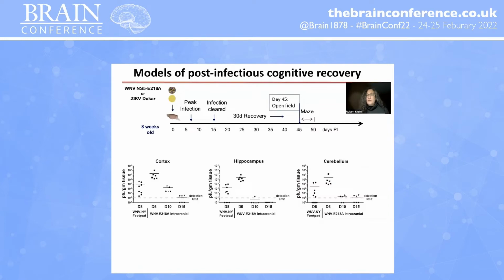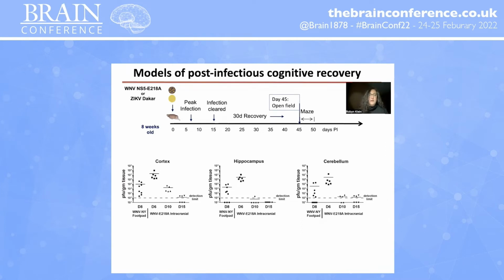So spatial learning is very well established in mice. And so we developed mouse models to look at post-infectious cognitive recovery from West Nile or Zika virus, where we inoculate the viruses intracranially. There's peak infection, and then the infection is cleared. And I'm showing you on the bottom that we've been using an attenuated strain of the virus, which is called West Nile virus NS5-E218A. It has a single amino acid substitution in the non-structural protein 5, and it can lead to about 90% survival in mice.